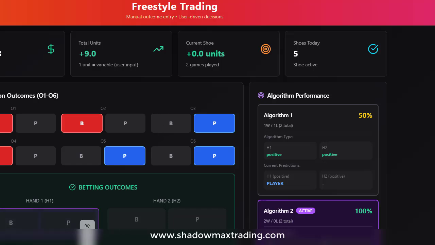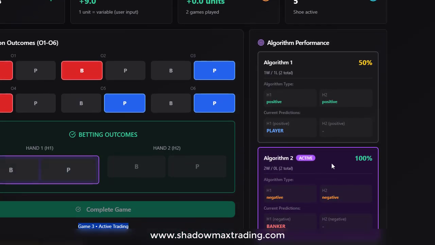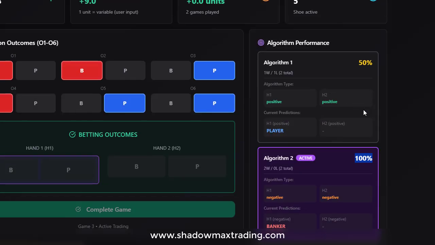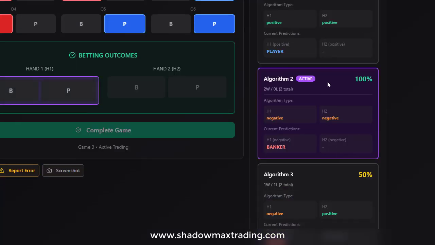Okay, once you get to game 3 and you see how this is glowing, you're going to find the algorithm that is at 100%. And once you find that at 100%, that's the one you're actually going to be jumping on. So this one's sitting at 100% right now, and that's the one you're on. So you're right here on algo 2.